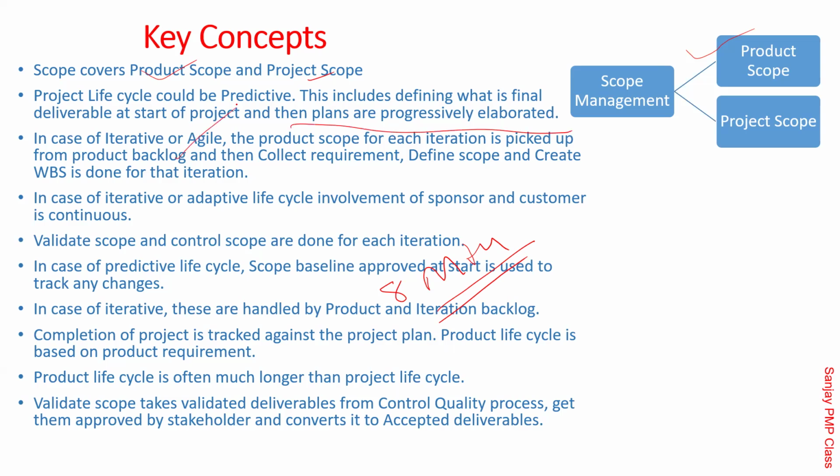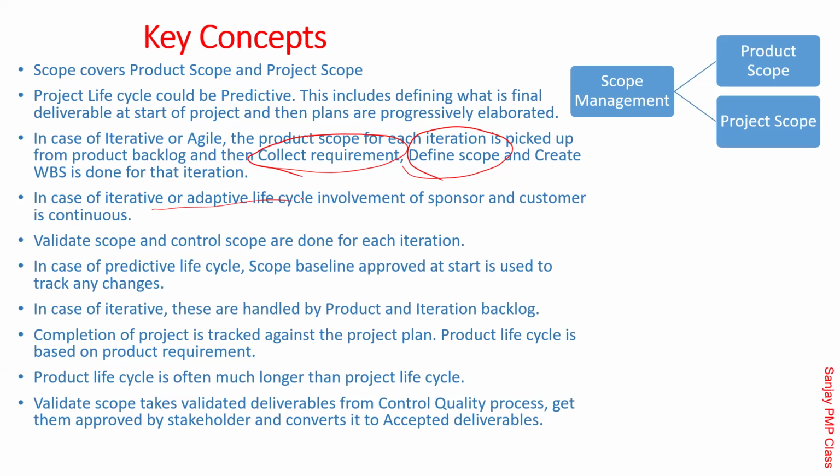In case of an iterative life cycle, the product scope for each iteration is picked up from the product backlog, and then collect requirements, define scope and create WBS are done only for that iteration. The sprint planning meeting is nothing but collect requirements. Define scope happens during that, with backlog grooming and all that. In case of an iterative or adaptive life cycle, the involvement of the sponsor and customer is continuous. Remember, if it is agile, in the daily scrum meeting it's good that they are present. Most of them should be present at that point on time.